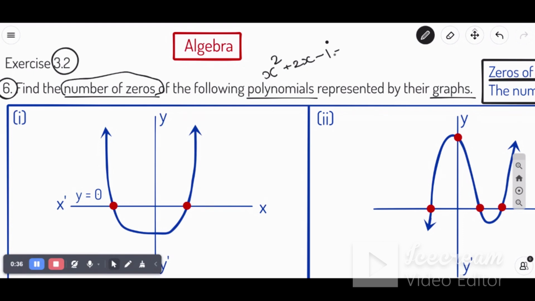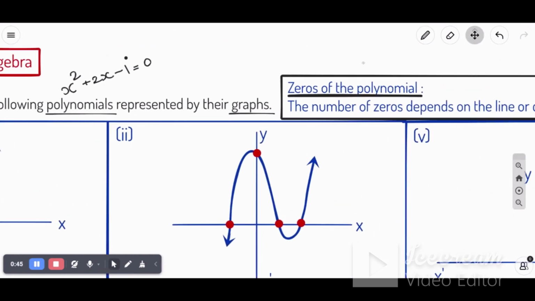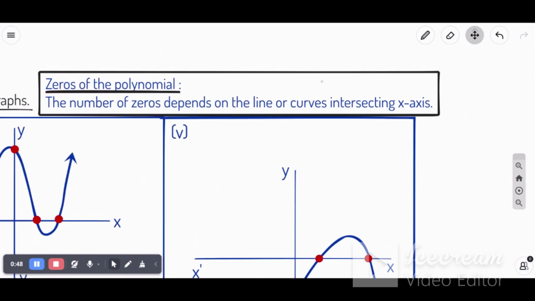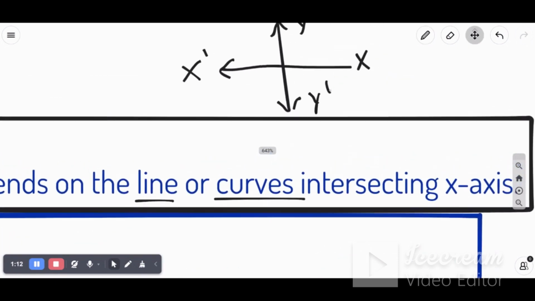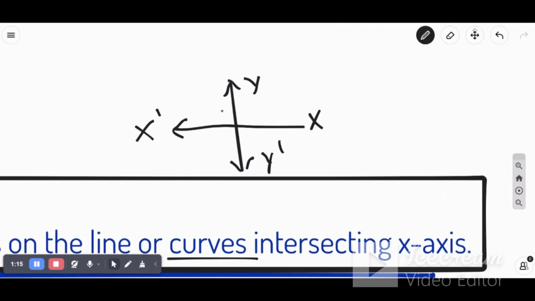If the expression is given, we can equate it to 0 and find the zeros. But for this kind, what do we have to do? Let's have a quick recap. The zeros of a polynomial can be found depending on where the line or the curve intersects the x-axis. Suppose you have your x-axis, this is x dash, the negative side of x, and this is your y and this is your y dash. And you have a graph something like this, this is the curve.